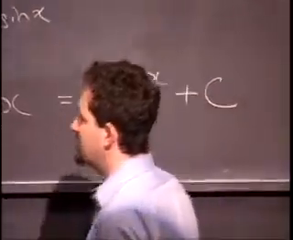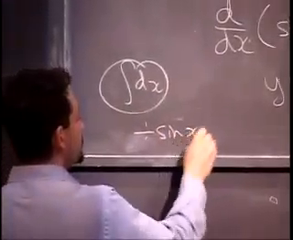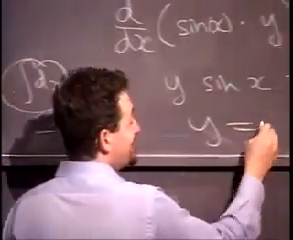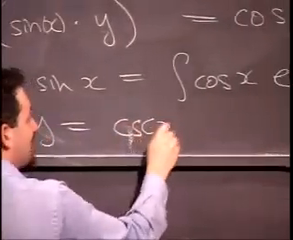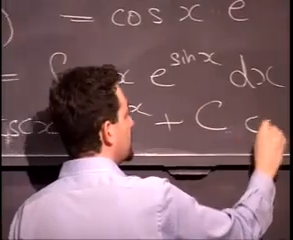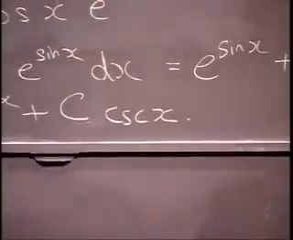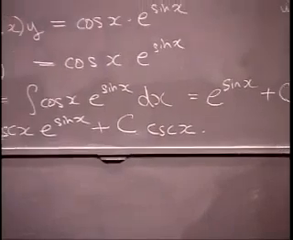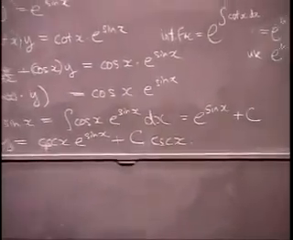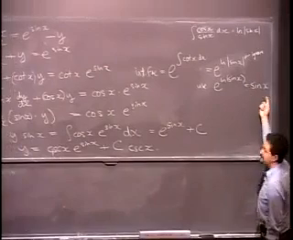And now divide by sine x. To get the solution, y is cosecant x e to the sine x plus constant cosecant x. Now, you might need to take a little more care and possibly have the absolute value of sine x, but actually, that's just plus or minus sine x.